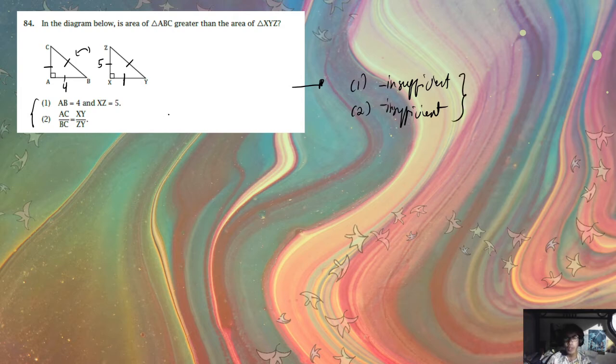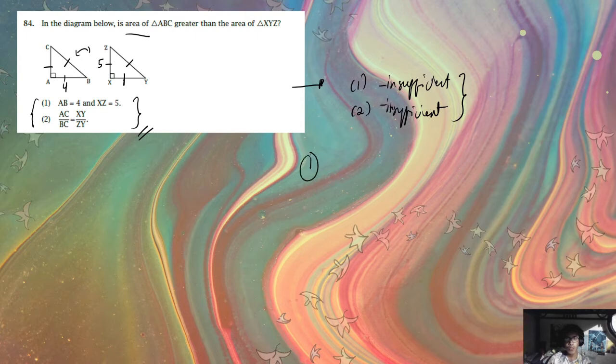But if we combine these two pieces of information, we can build a solid argument that might prove that the area of the first triangle is greater than the area of the second triangle. So let's try to write that down.